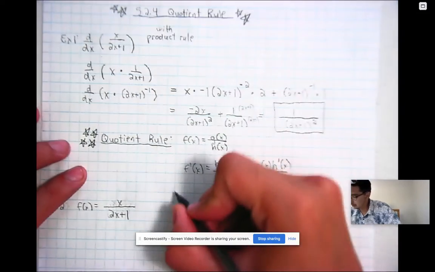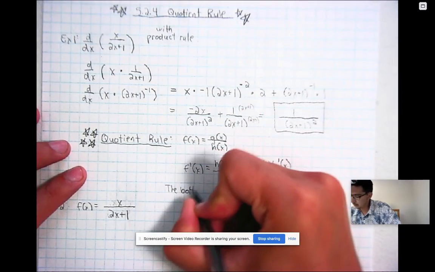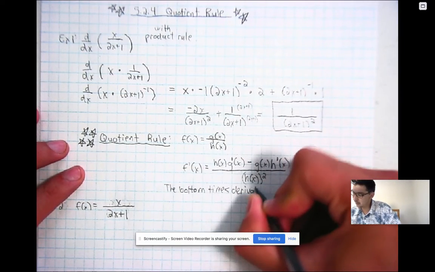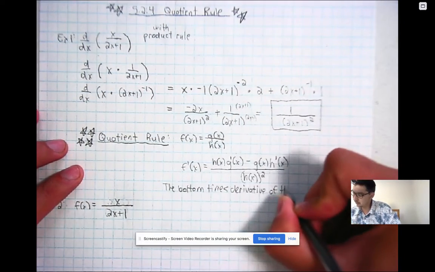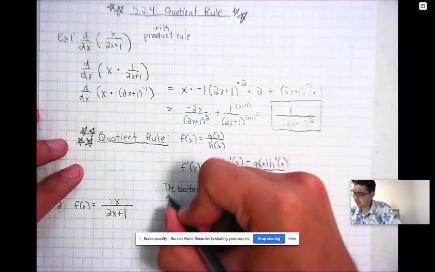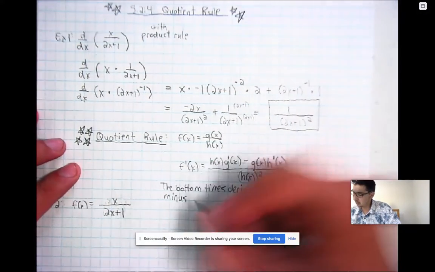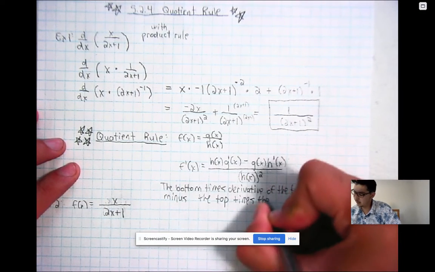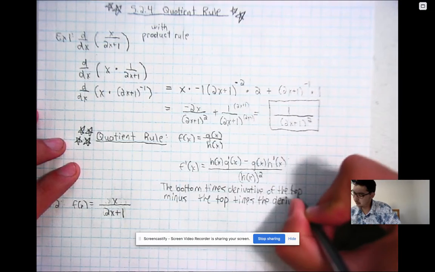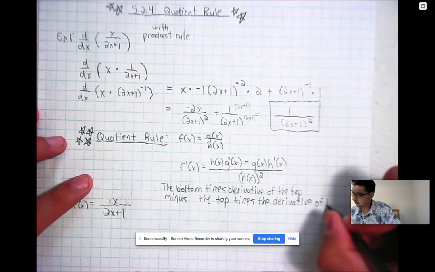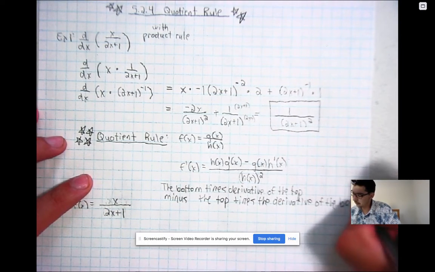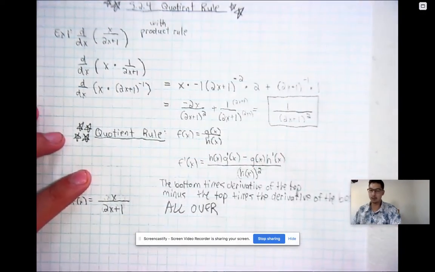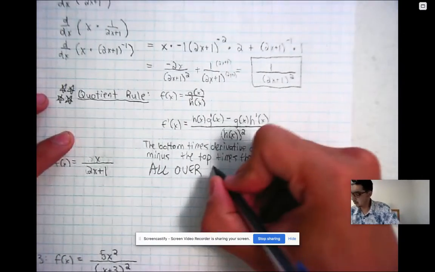So it is the bottom times the derivative of the top minus the top times the derivative of the bottom, all over, in all caps, the bottom squared.